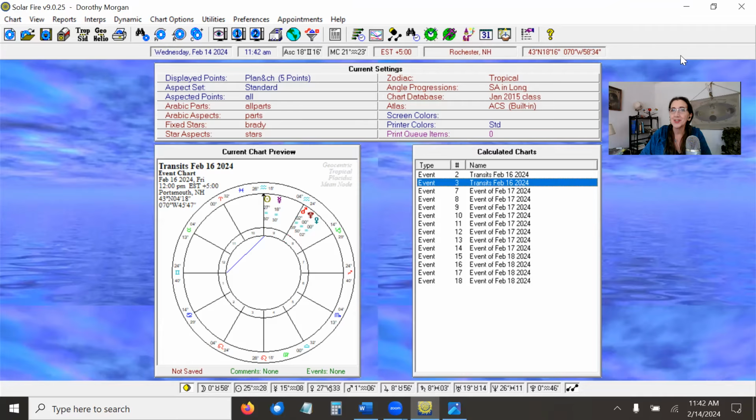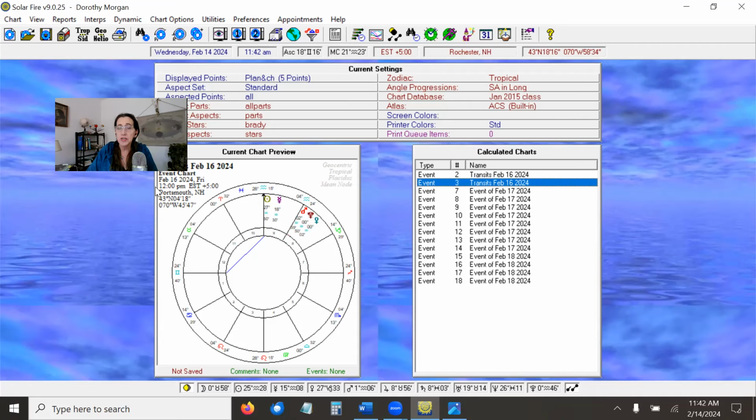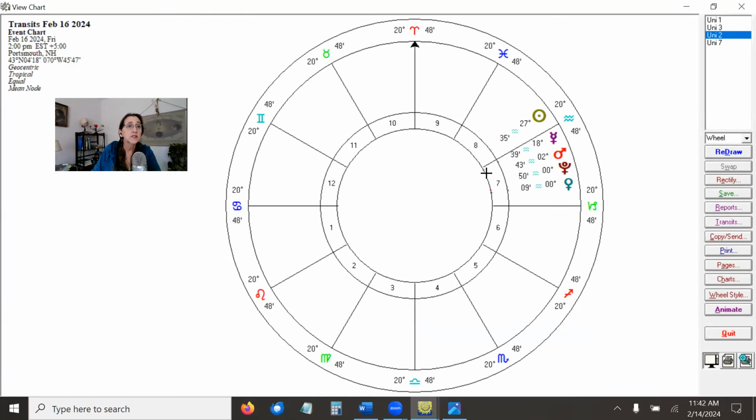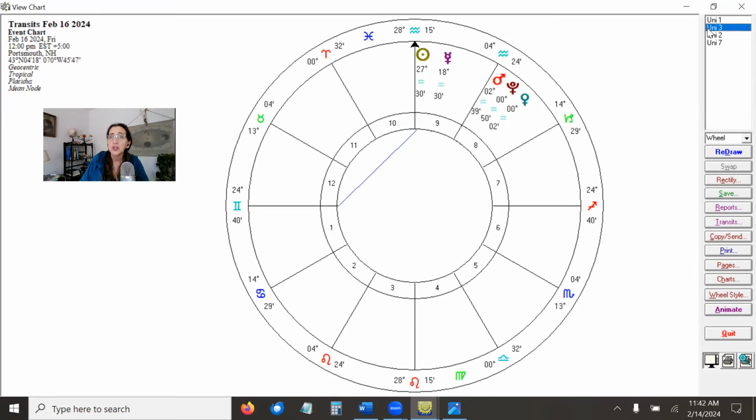Let's take a look at the charts so you can see. I'm going to do one of every, and I'll show you what it looks like with all of them. So let's start here with everybody's chart. I'm going to start with this one, chart number 3.